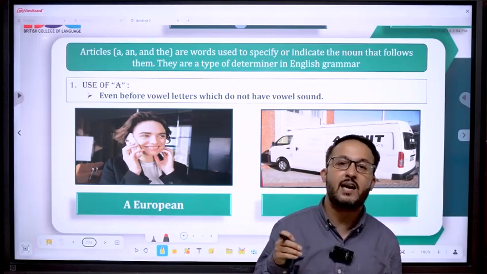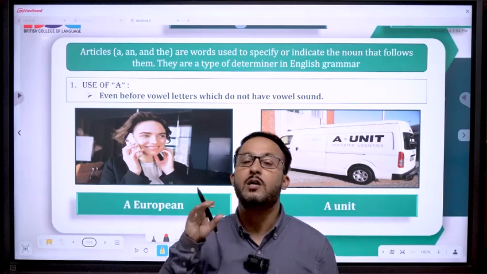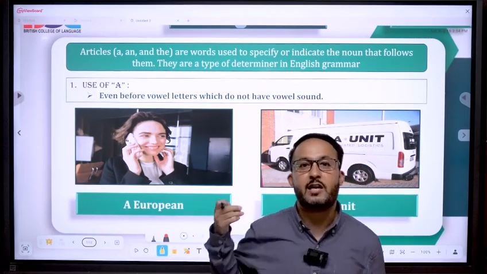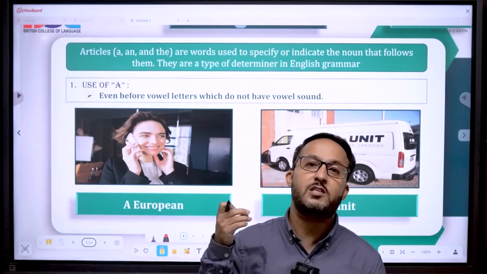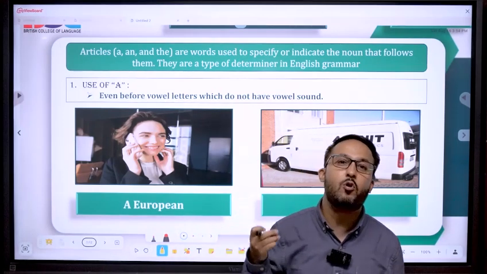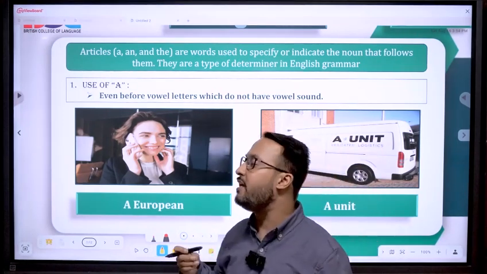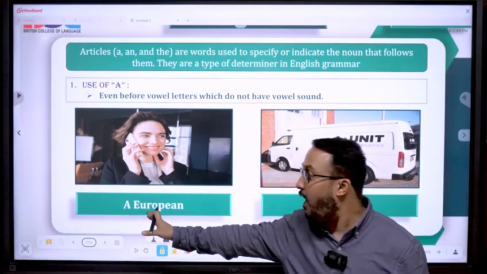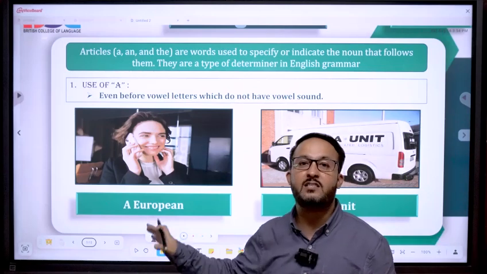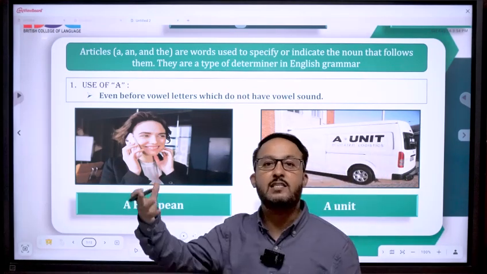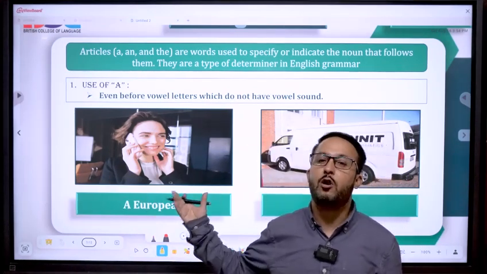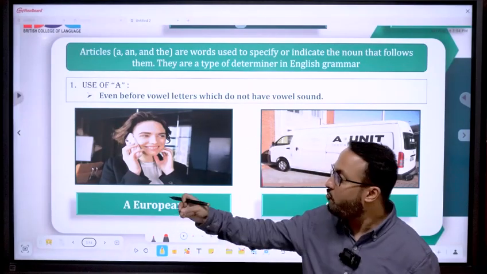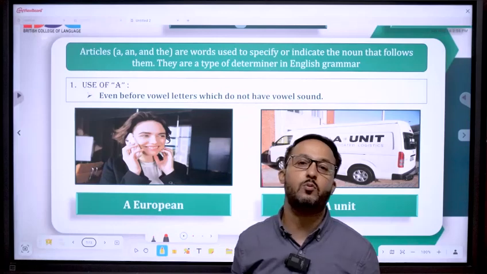The reason being, as I've already mentioned in the beginning of the video, that we need to see sounds as well. At times, though it's starting from a vowel, the sound which is coming is different, that is why we are not using "an" over here, we are using "a". Further, if we see the slides, again mentioned is "a European". The word is starting from a vowel, E is a vowel, we all know. But why are we not using "an" and we are using "a" over here? Because of the sound, the "yer" sound.